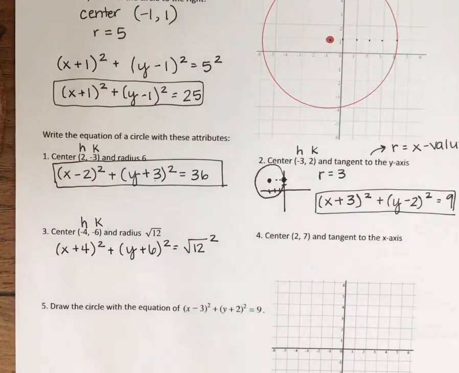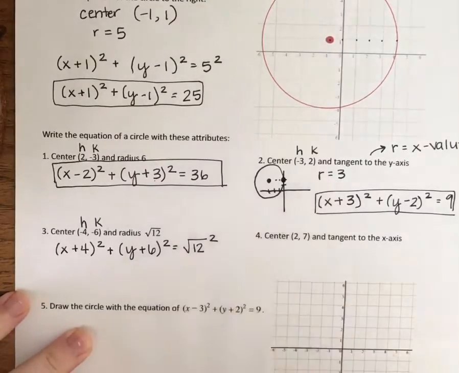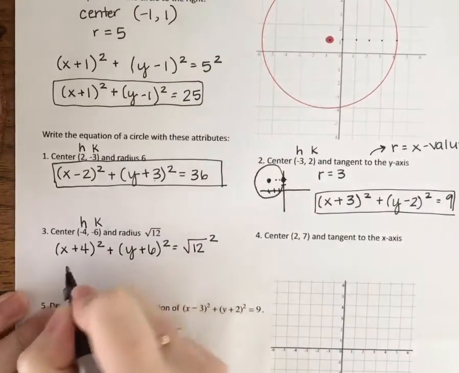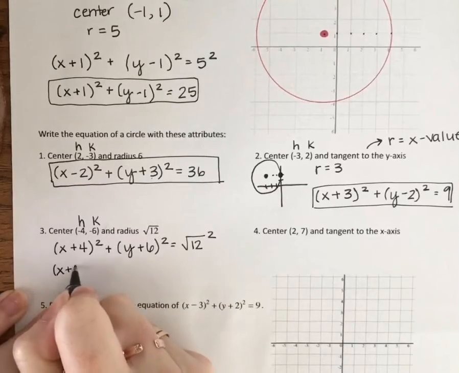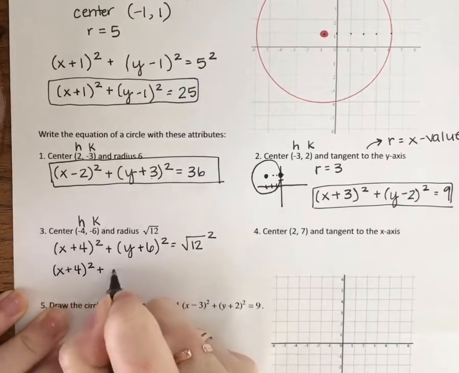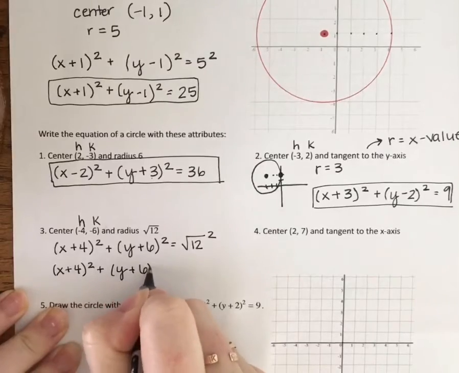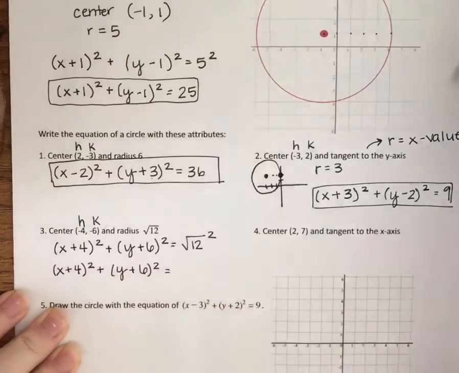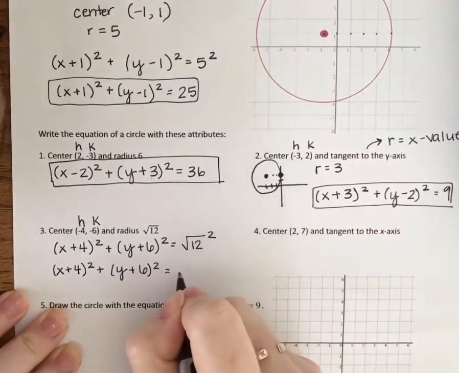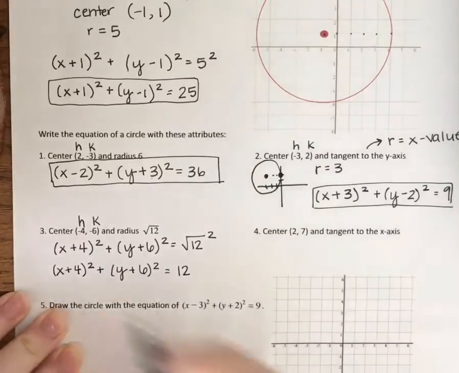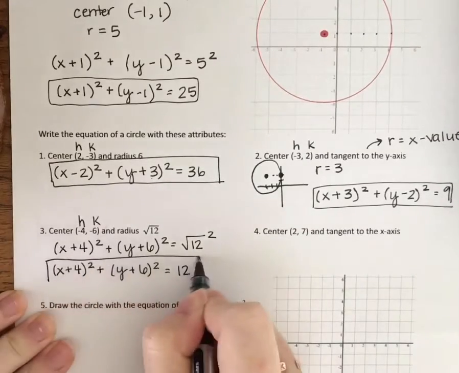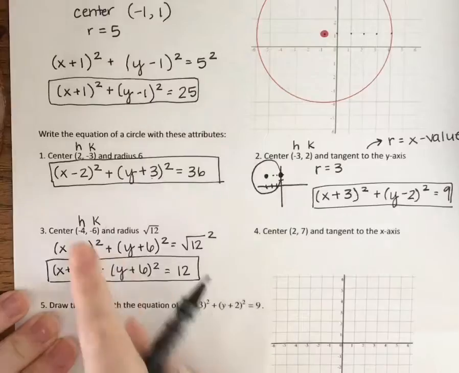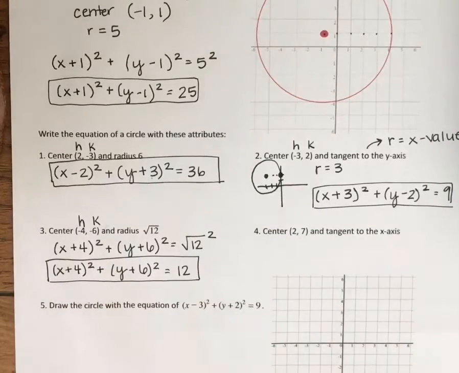Okay, now we've talked about this basically since the beginning of this semester. The square root and the squared are going to end up canceling each other out. So I'm still going to have the same first part, x plus 4 squared plus y plus 6 squared equals the square root of 12 squared. Again, they cancel, or you can plug it in your calculator, but the square root of 12 squared is just going to be 12. Okay, so that would be my simplified equation of the circle, center -4, 6, radius square root 12.